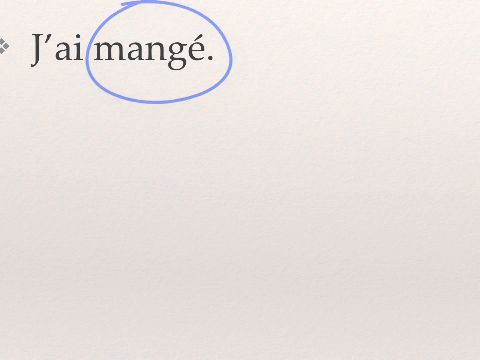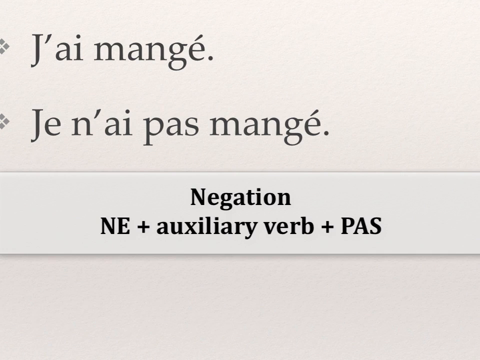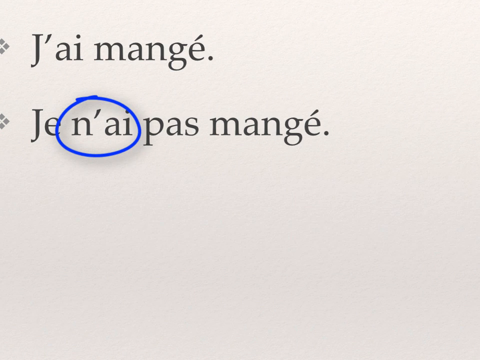Now, if I want to put this in the negative form, I am going to use ne and pas, so the very traditional and basic negative form. The ne goes before the auxiliary verb, and the pas goes after. So you can see here, je n'ai pas mangé. So that's the negative form. We have an n apostrophe because the ne is in front of a vowel. To remember that, it's important.